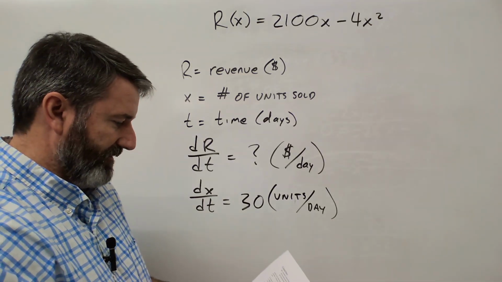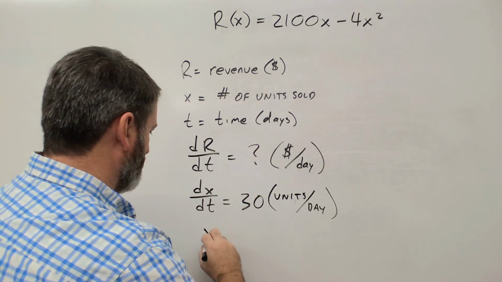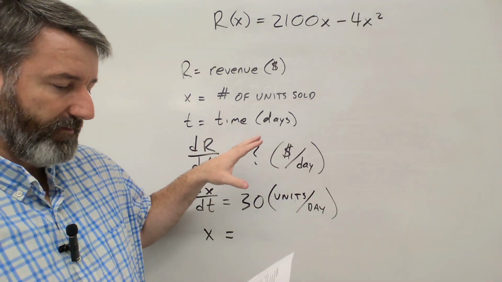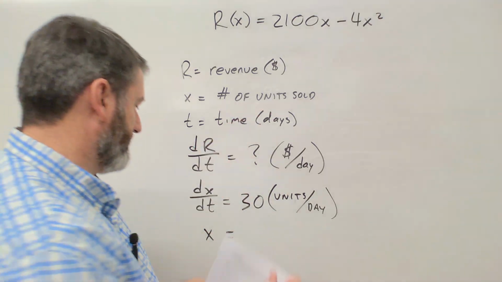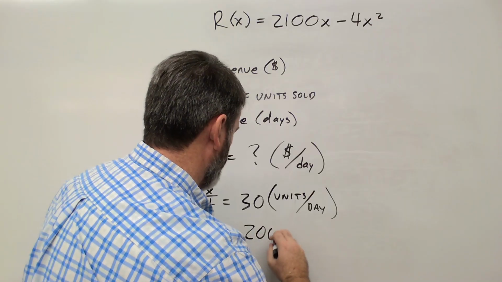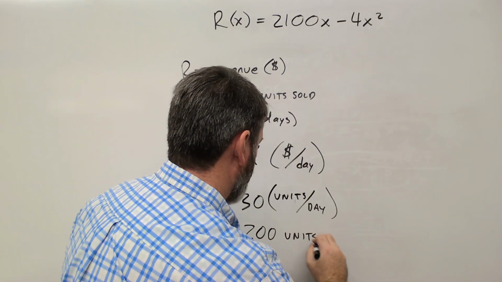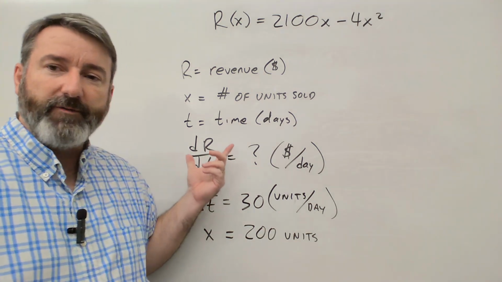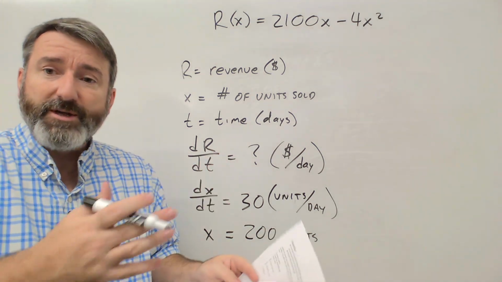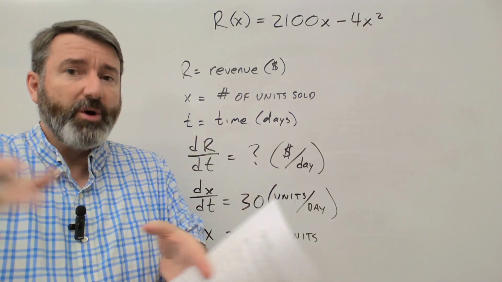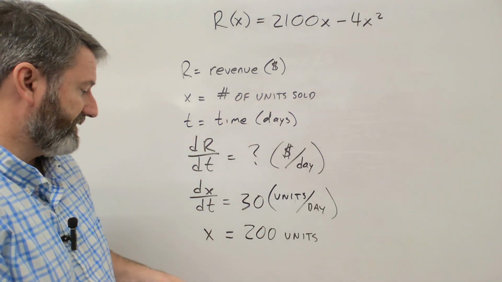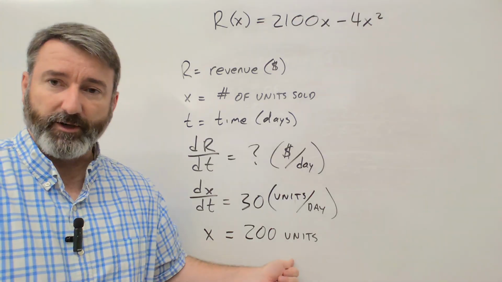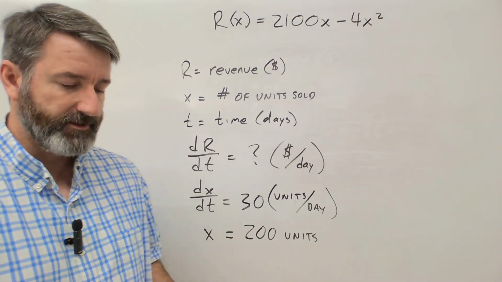And then we also know x. We're told that at this point, the number of units sold is 200. So x is 200 units. Notice with all of these, whenever we're talking about a derivative, it should always be a rate of change. It's something per something. Whereas if we don't have a derivative, we just have x, this is just in total number of units. It's not a rate of change.